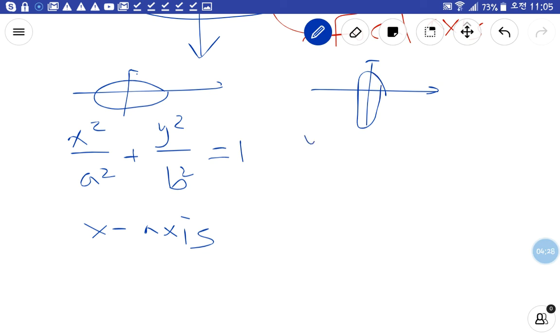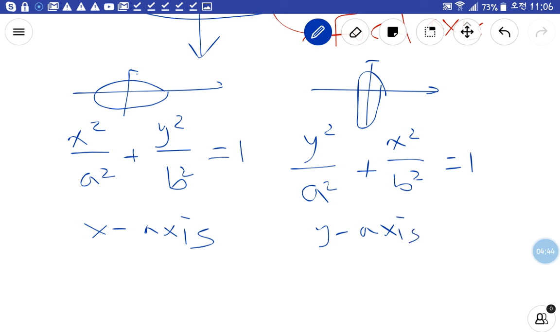Now your ellipse looks like this. Then it will be y squared. Y goes first. Y squared over a squared, a and b are not going to change, plus x squared over b squared equals 1. That one we call the focal axis as the y-axis. Alright, we're going to have some new vocabulary coming up here. Let me explain after the form.